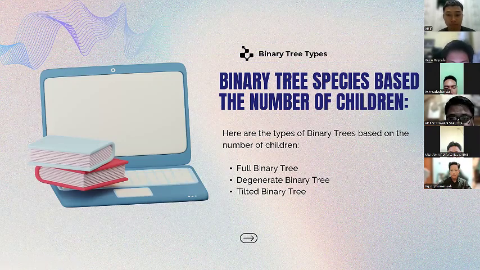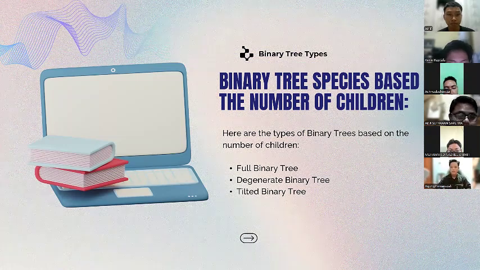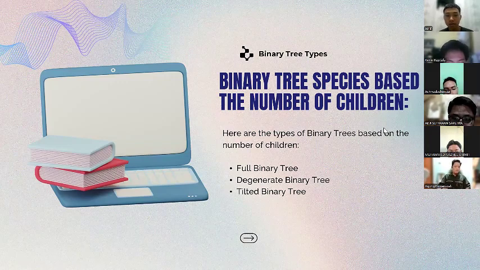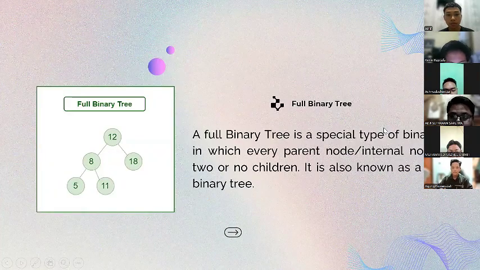Okay, next, what I will explain is material regarding types of binary trees based on the number of children. There are 3 types, namely full binary tree, degenerate binary tree, and left or right skewed binary tree. The first is a full binary tree, or we can say an exact binary tree. So why is it called an exact binary tree? Because this binary tree has a clear sequence, or there is no derivative at all.